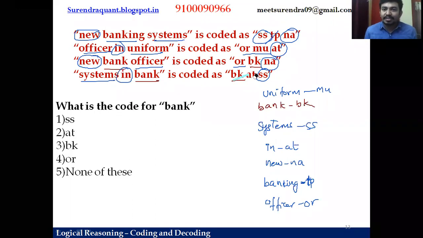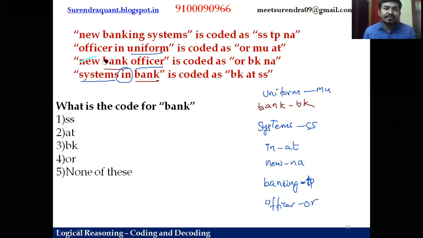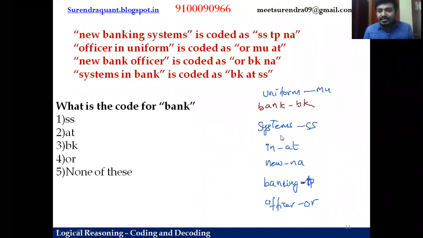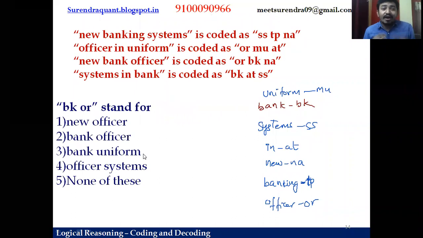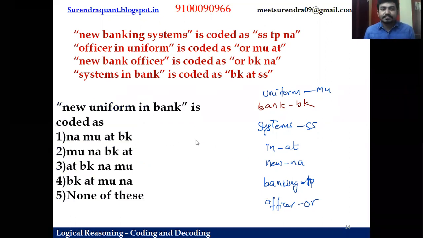Let's go for the questions now. So this way you can easily work out, right? In the next videos, we'll try to show you the new patterns as well. Let us continue this video. What is the word for bank? Bank is BK, option 3. BKRO represents what? BK represents bank, OR represents officer. So together, bank officer, second option correct.